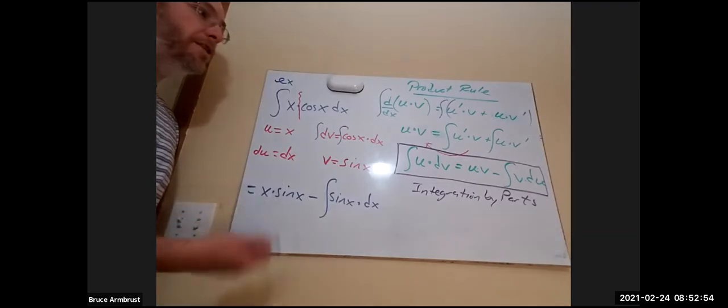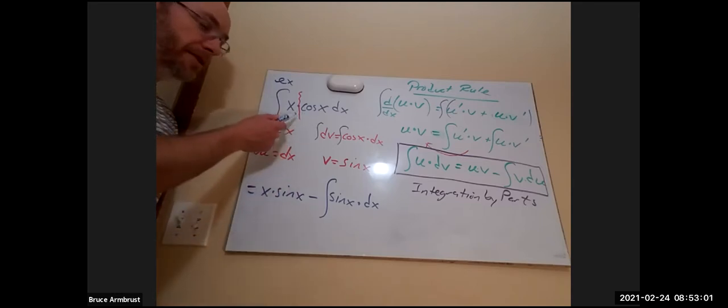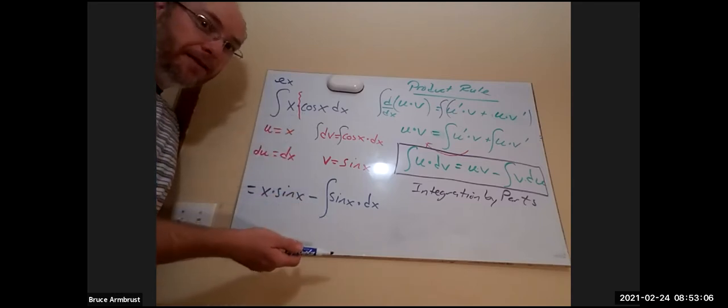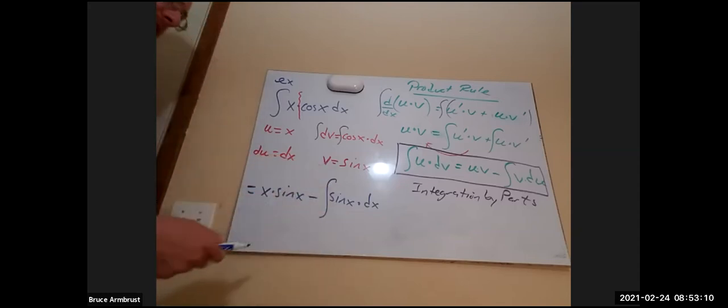So when you do integration by parts, you're basically swapping integrals. You're taking a more difficult integral and turning it into an easier one. At least hopefully you're turning it into an easier one. But now we can do this. Let's go ahead and finish this off.